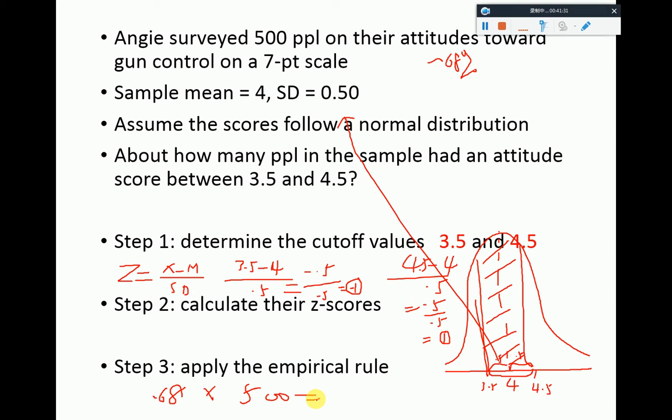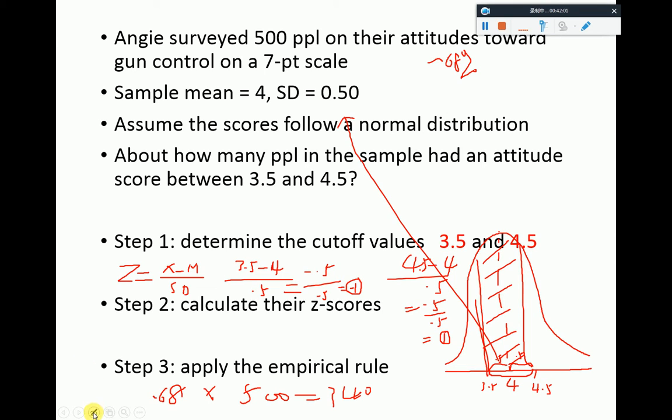That will be 500 times 0.68, that's 340. So there will be 340 people who will score between 3.5 and 4.5. Isn't that cool? Okay. Let's look at more examples.